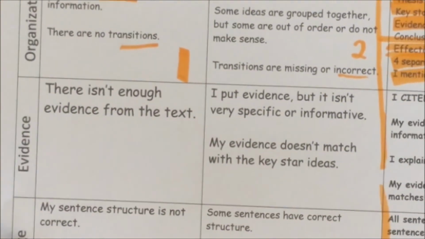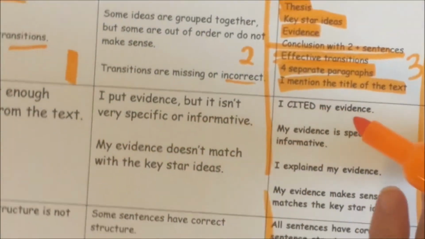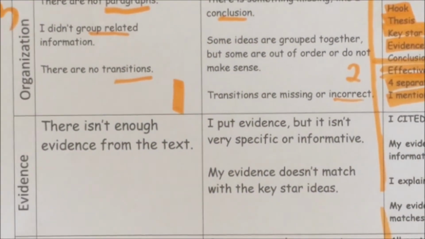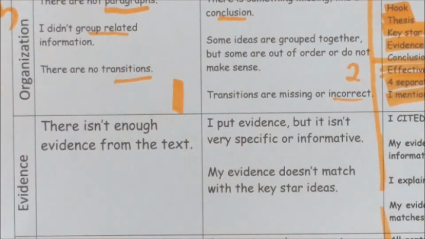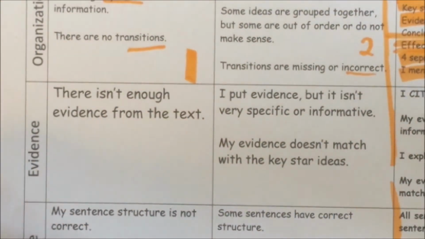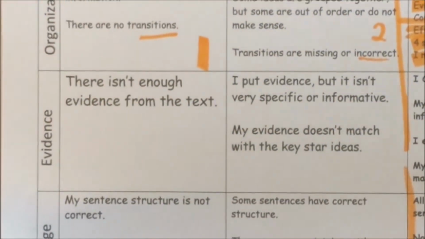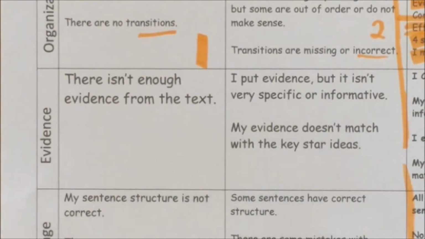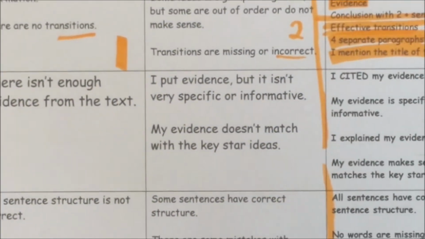Now the next row is all about evidence. It's just about that evidence. Do you have it? Is it specific? Did you cite your evidence? Does it match your key star idea? If I say Nick is clever, then my evidence should not be about Janet, right? All right, so for our lower category, the not meeting, it means there isn't enough evidence. If there's just a little bit of evidence or it's really short evidence, then we would say there isn't enough evidence.